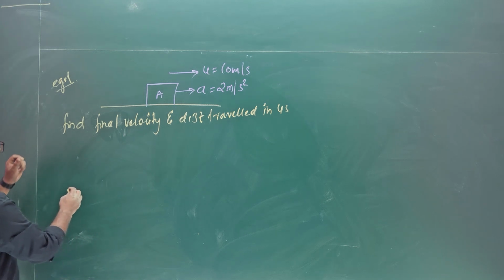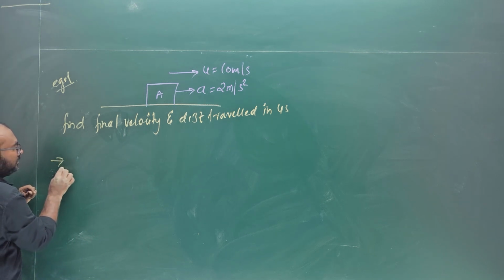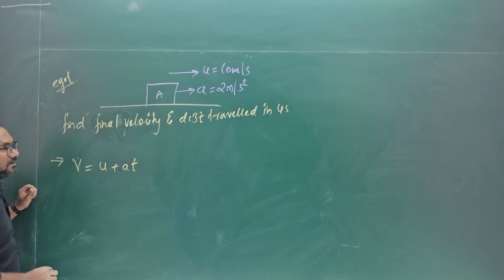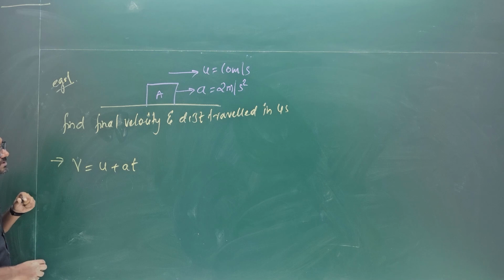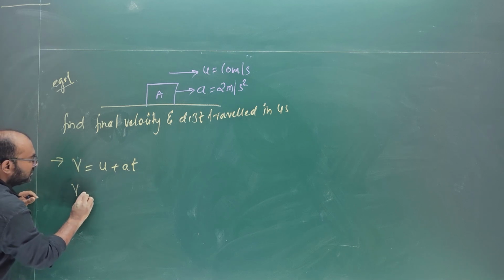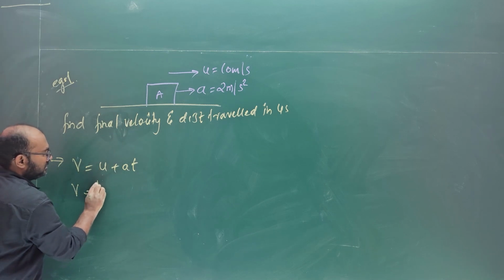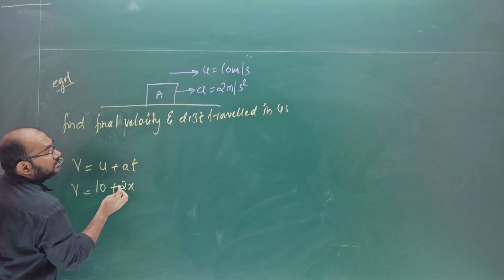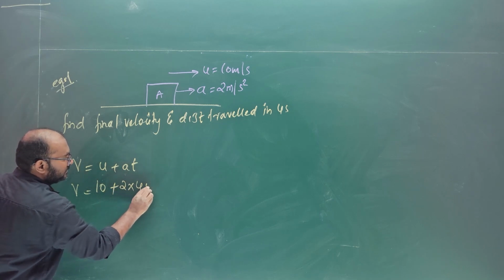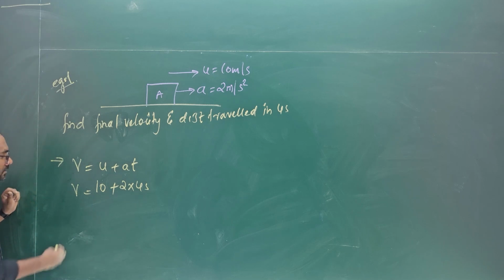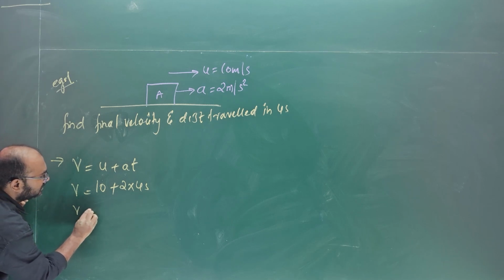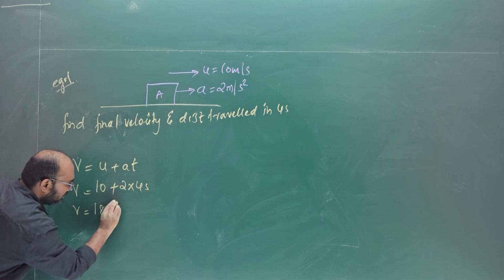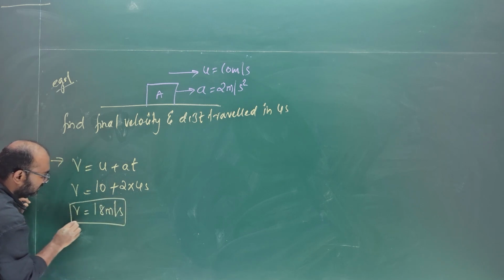Okay, shall I now? So v is equal to u plus at. For final velocity, we are using this equation, and we don't know the final velocity v. We know the initial velocity, that is 10, plus acceleration, which is how much? 2. The time period they substituted is 4 seconds. So this can be written as v is equal to 4 times 2 is 8, plus 10, that is 18 meter per second. This is your final velocity.